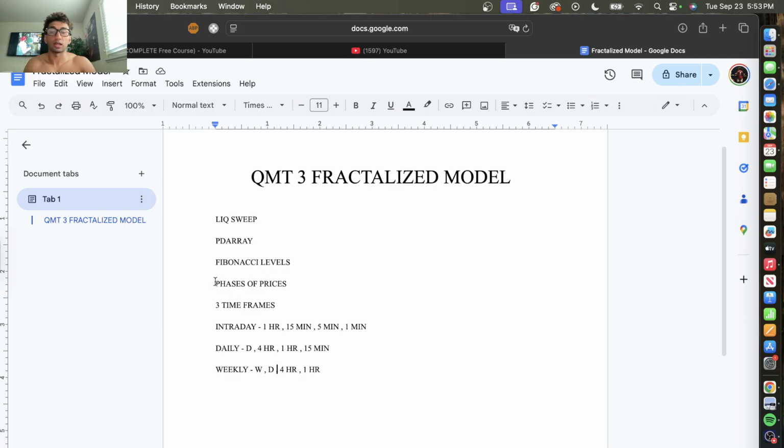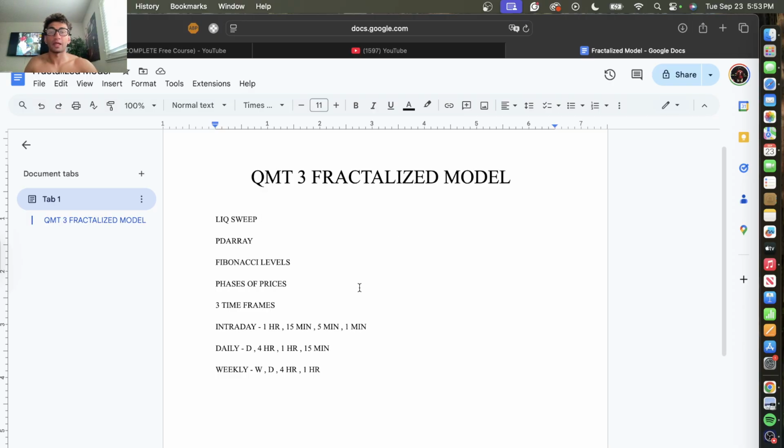The next thing is our phases of price. So basically what that means is once we put in the model, once we get a liquidity sweep, and I'll go over examples after this so you can see it visually and it'll make more sense. Once we get a liquidity sweep in a PD array in equilibrium of a certain range, price will put in that model, will then give us our change in state, will then rebalance, and then distribute.